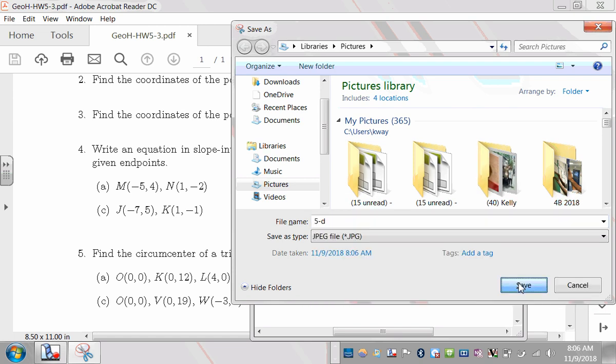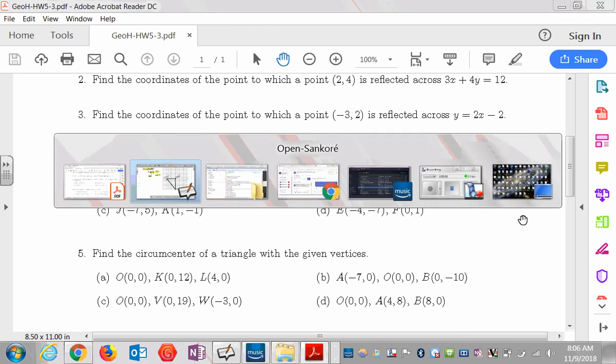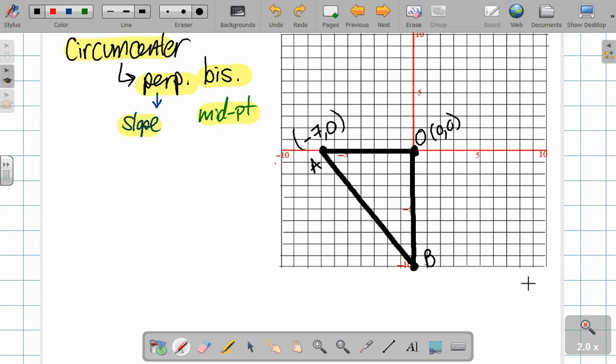5-D. This is so much easier than you think it is once you understand what you're doing. And that means we're probably going to do another one because this is a little bit easy. I can tell you right now. Okay, remember, a circumcenter is the intersection of the what?